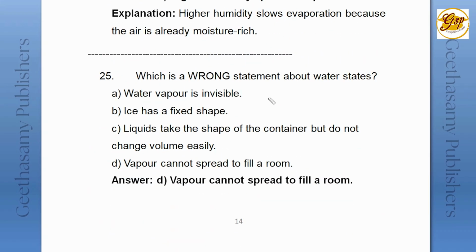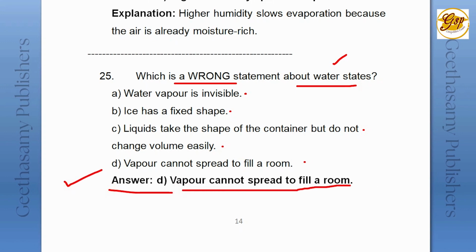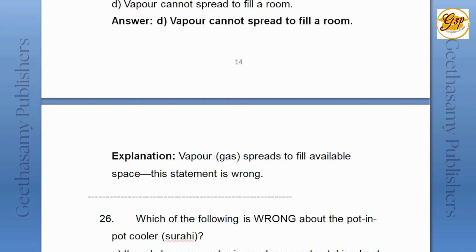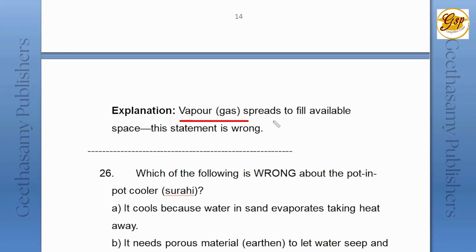Fine. 25th question. Which is the wrong statement about the states of water? Water vapor is invisible. Ice has a fixed shape. Liquids take the shape of the container but do not change volume easily. And vapor cannot spread in the whole room. The correct answer is that vapor cannot spread to fill the room. It is wrong. It can fill. The vapor, or gas, spreads to fill the available space. This is the wrong statement.